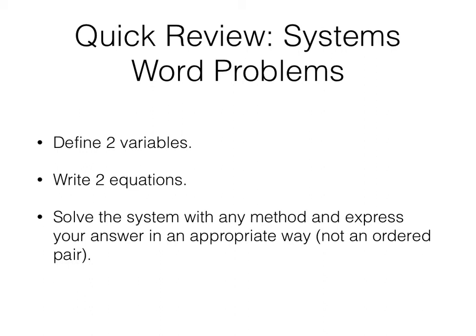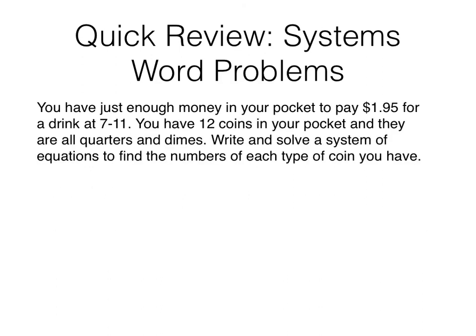Okay, let's look at my one example in this video. You have just enough money in your pocket to pay $1.95 for a drink at 7-Eleven. You have 12 coins, which are all quarters and dimes. Write and solve a system of equations to find the number of each type of coin you have. All right, let's do this.